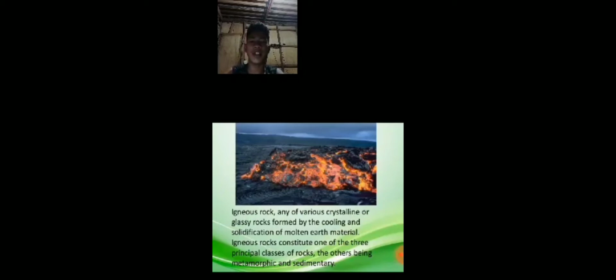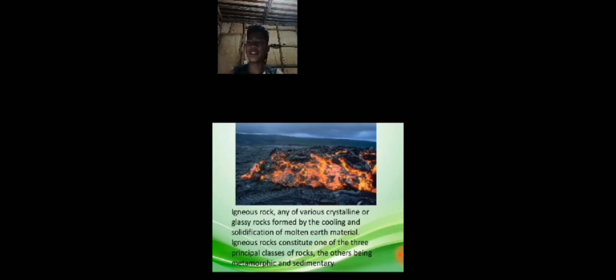Igneous rock, any of various rocks such as pyroxene, feldspar, or glassy rock, is formed by the cooling and solidification of molten materials. Igneous rock constitutes one of the three principal classes of rock, the others being metamorphic and sedimentary.